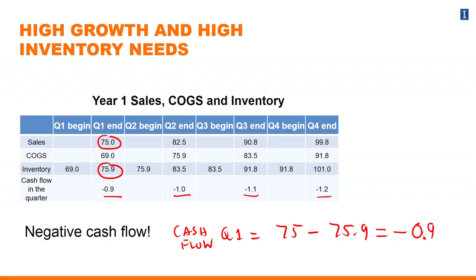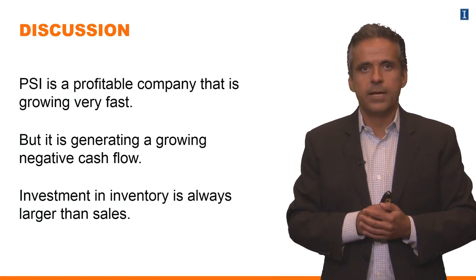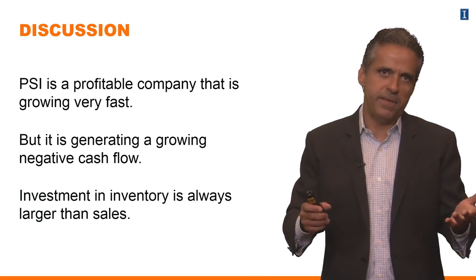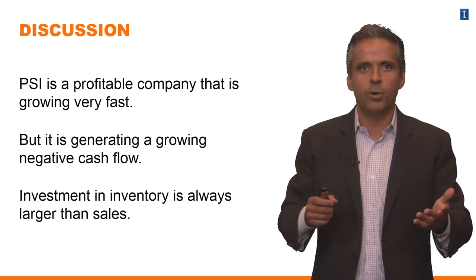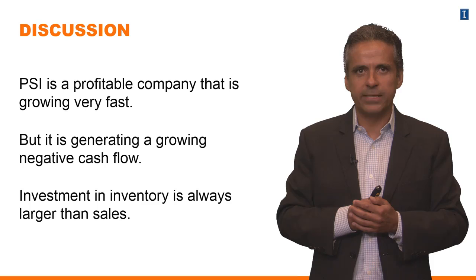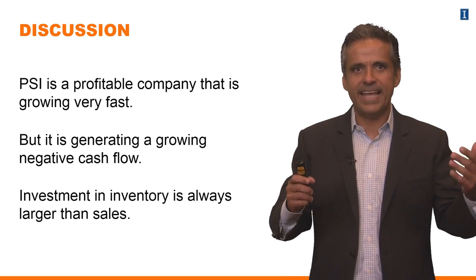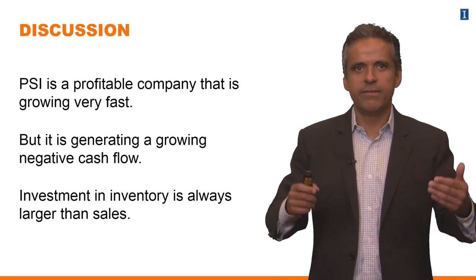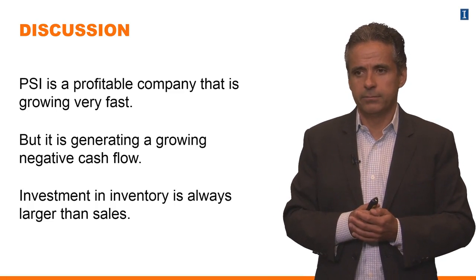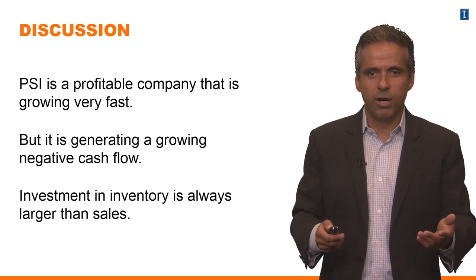Plus, you can see that the cash flow is growing. It's increasingly negative. That's very interesting, I think. So think about this: PSI is a profitable company that's growing very fast. If you had heard that before you took this course, you might have thought, yeah, this is a great company. And yes, it may well turn out to be a great company, but right now it's generating negative cash flow, because your investment in inventory is always larger than the amount that you're selling. So your cash flow is always negative.